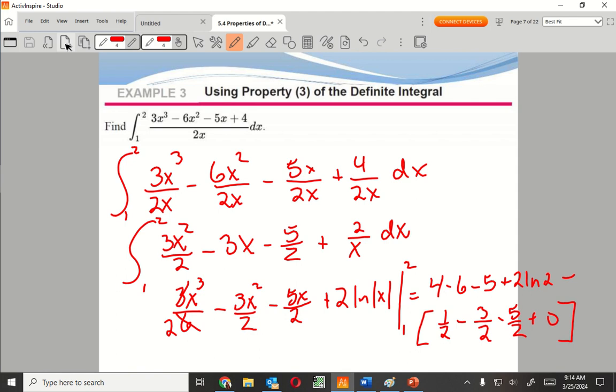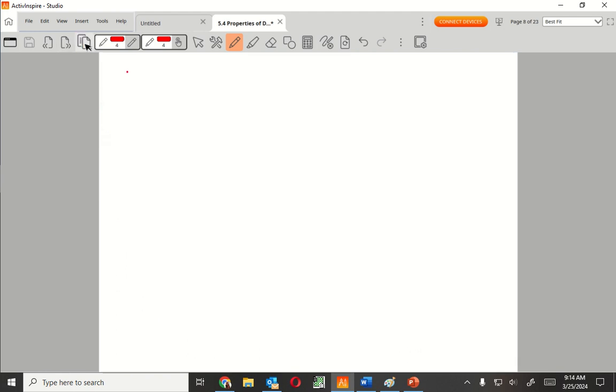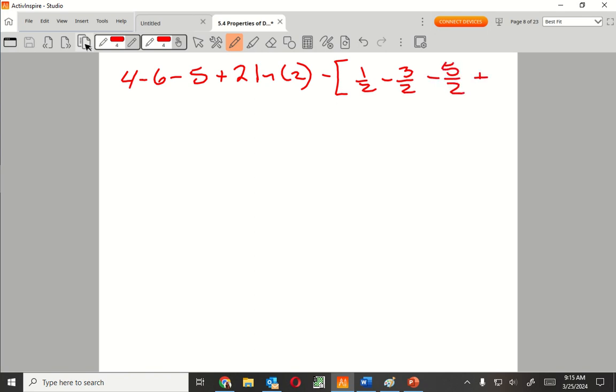And I need some more board over here. So 4 minus 6 minus 5, and minus all of this, which was it like 1/2? 3/2? Minus 5/2? Plus 0? Yes? Okay, good. Alright, I got a whole bunch of fractions there, so let's make common denominators. Or, let's do a little bit of mental math right here.